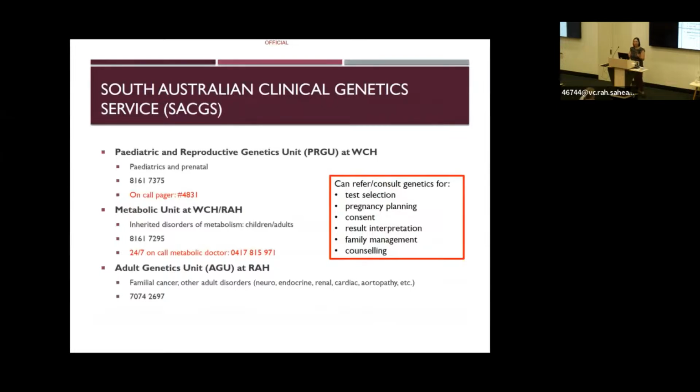So with clinical genetics in South Australia, there's 3 different branches. We've got the Pediatric and Reproductive Genetics Unit, that's based at WCH. There's an on-call pager there. We've got the Metabolic Unit at WCH at RA, and there is also a 24/7 on-call metabolic doctor if there's anything that you need to discuss with them about. And then we've got the Adult Genetics Unit at RA. We've got our number there.